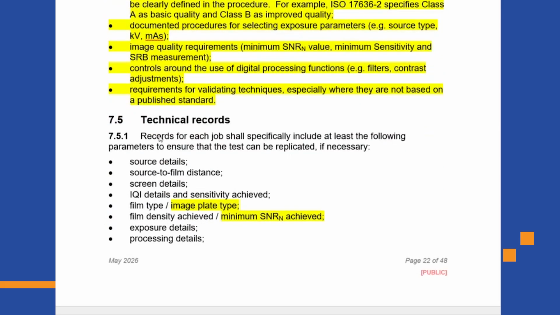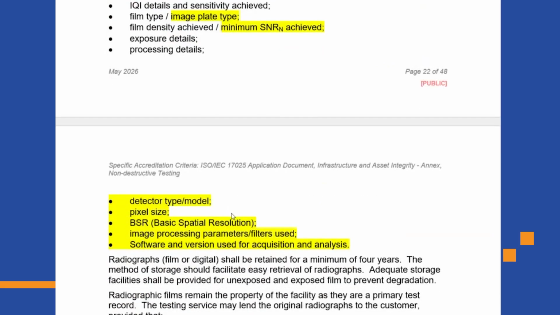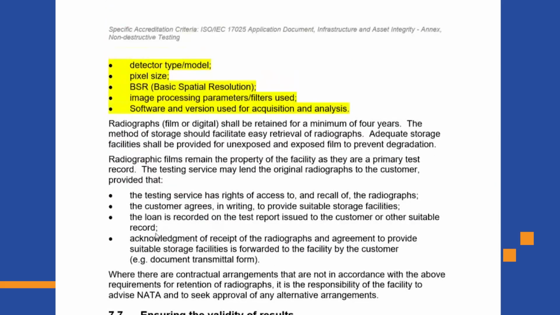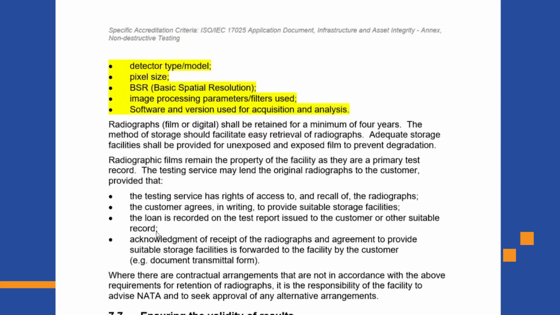Then we have added requirements that need to be recorded on your test record or on your worksheet. Here we have added imaging plate type that needs to be recorded when you're doing these digital techniques, the achieved minimum signal to noise ratio, and other details around the detector, pixel size, spatial resolution, again, what image processing parameters have been used, for example, and what software has been used, or details around the software. These are the additions to SIA DIA.